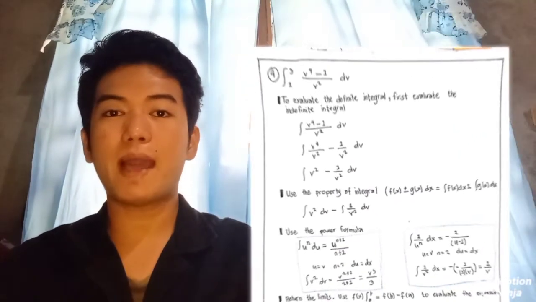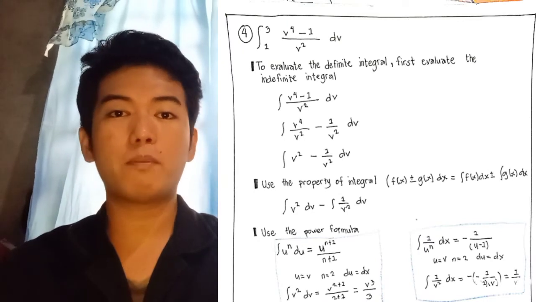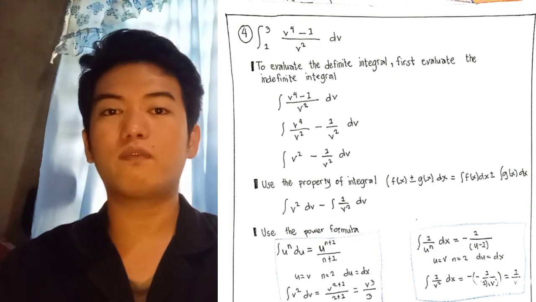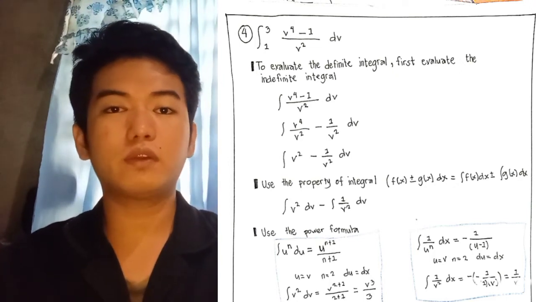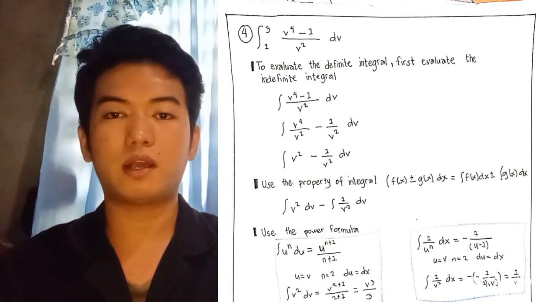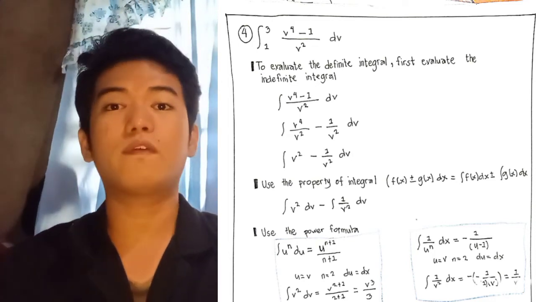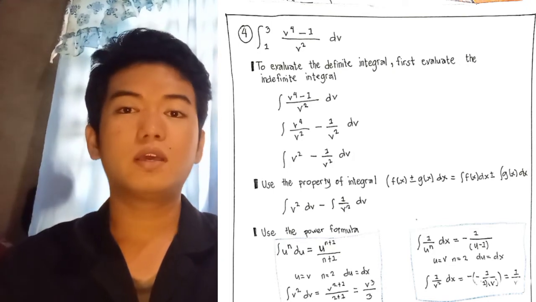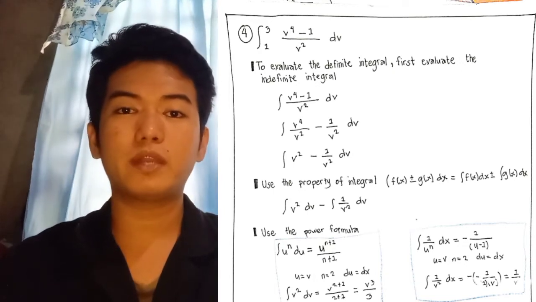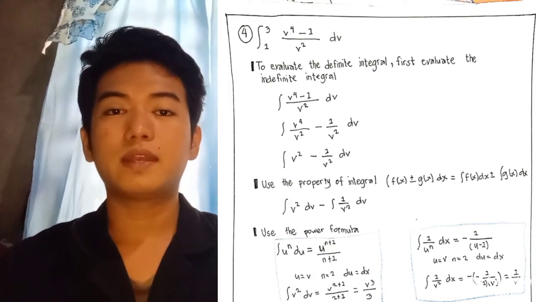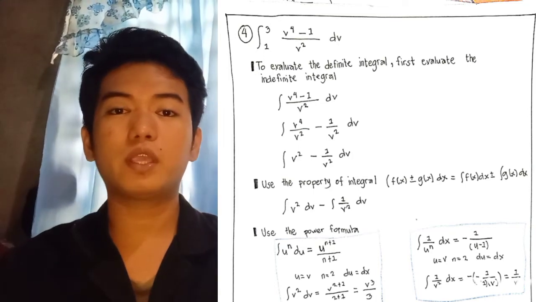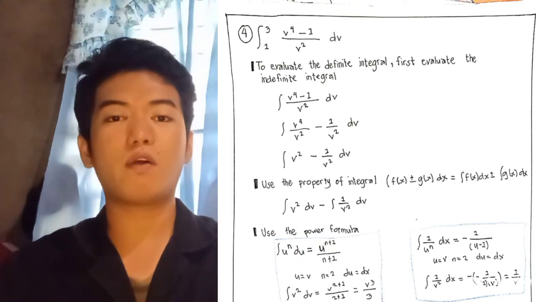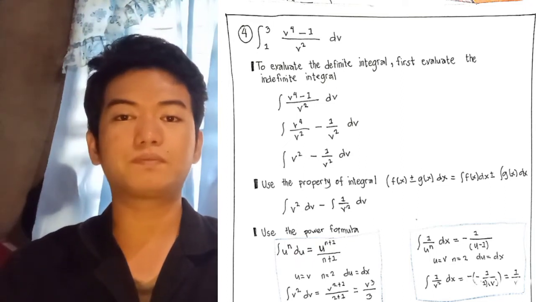Lastly, number 4. I am asked to evaluate the integral of v to the 4 minus 1 over v squared dv with the upper limit of 3 and the lower limit of 1. To evaluate the definite integral, first evaluate the indefinite integral. So, integral of v to the 4th minus 1 over v squared dv. Separate the fraction and simplify to have v squared minus 1 over v squared dv. Next, distribute by using the property of integral to come up to the integral of v squared dv minus integral of 1 over v squared dv.